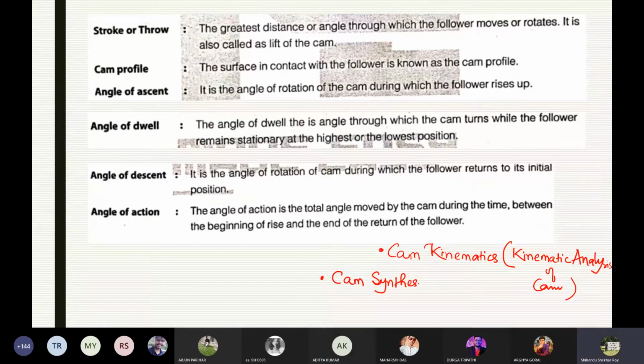So all of you write down this one. I like to check your copy, you have to submit. There you will learn kinematic synthesis of cam.